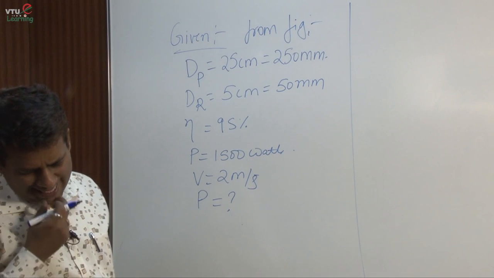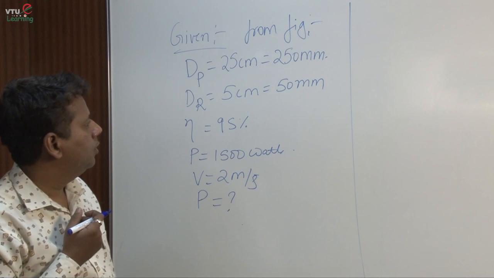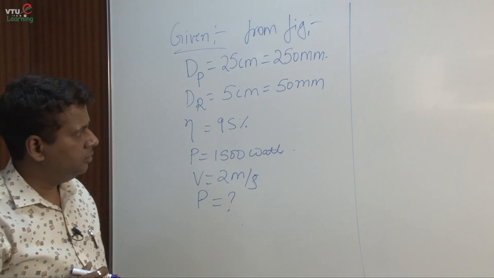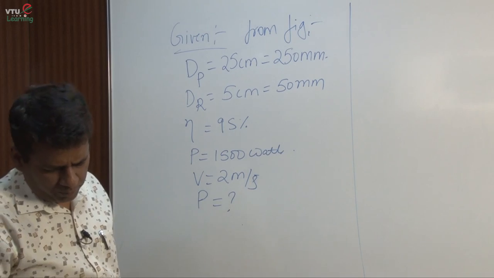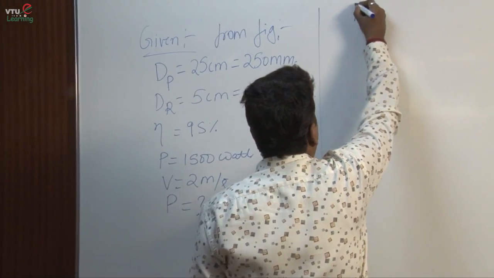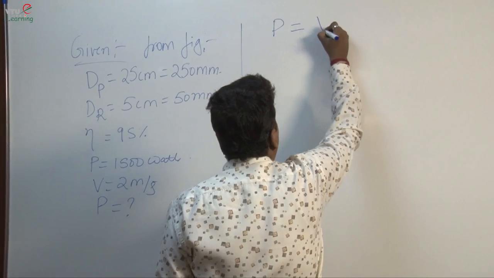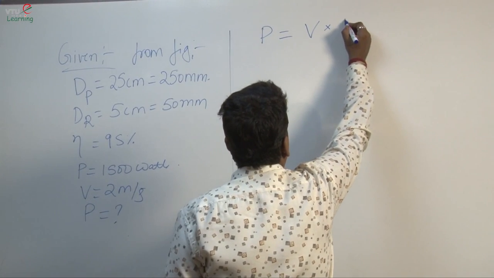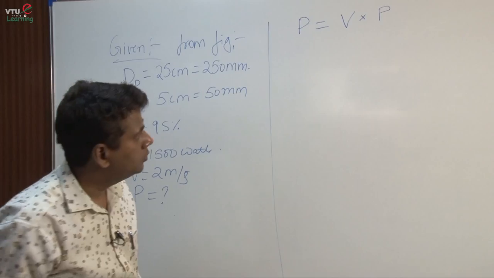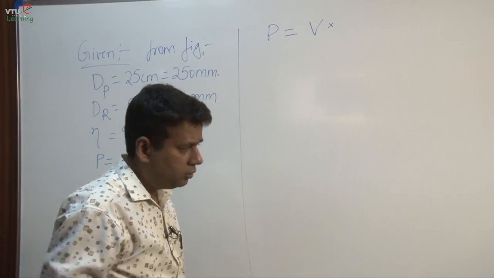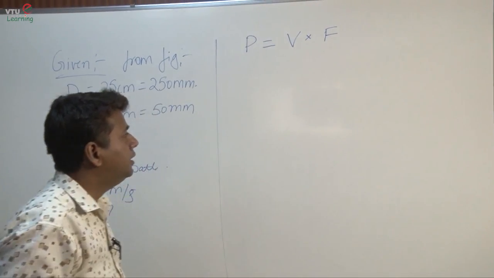So, one by one, what is the process? The process is extension and retraction. So power is being delivered in the process. So first let us find out how power is related. We know that power is equal to velocity into force. Right? So power is equal to velocity into force.